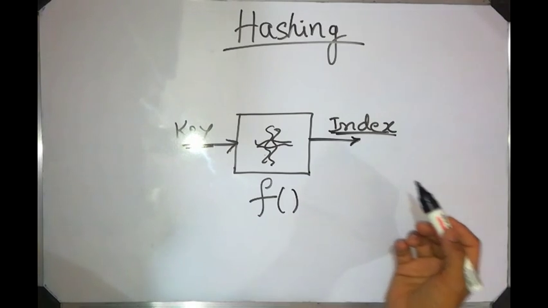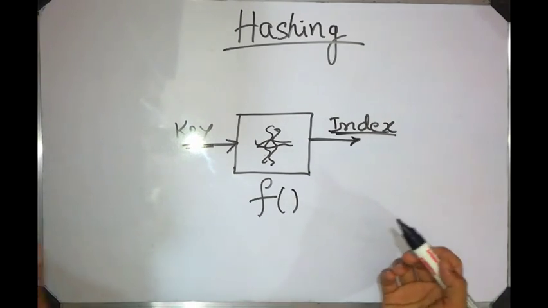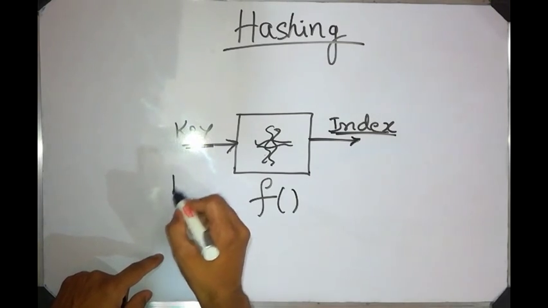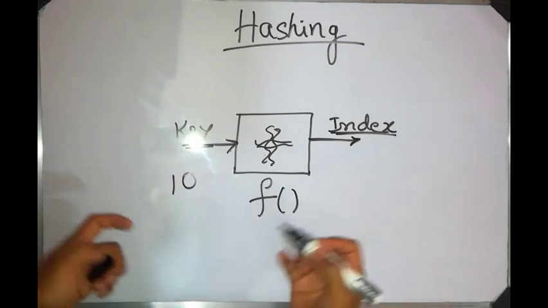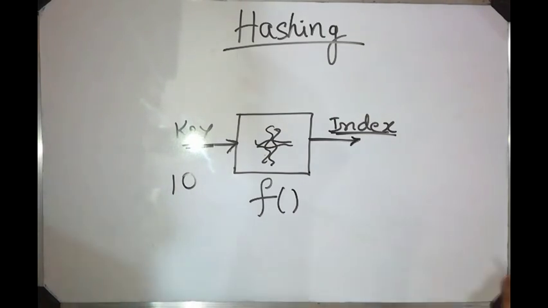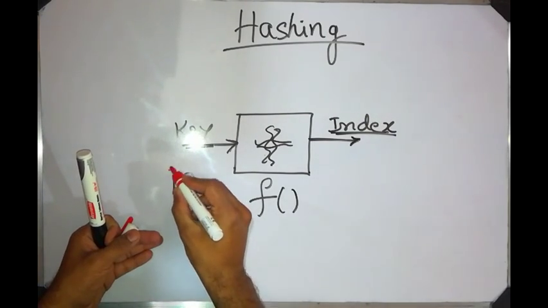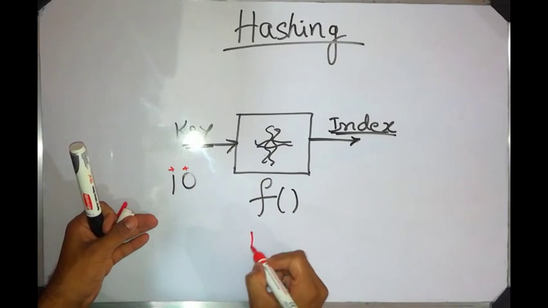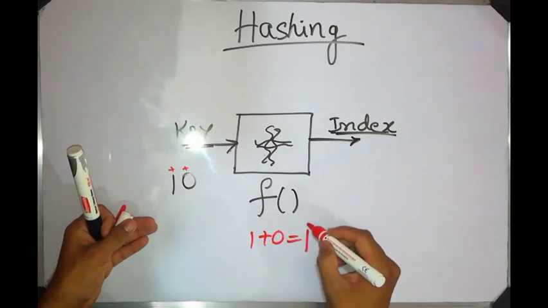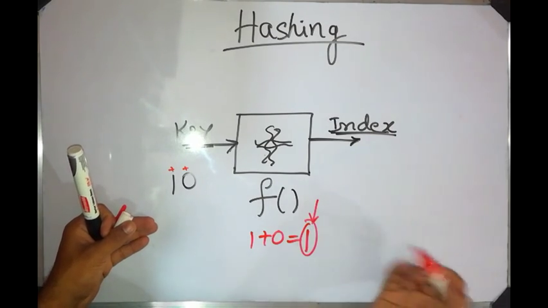So if we take up an example, this is how it would be. Let's consider I want to store 10. One of my hashing functions would be that I add the place values of these two digits. So I'll add 1 plus 0. Now what I got is 1. So now this 1 is the index.